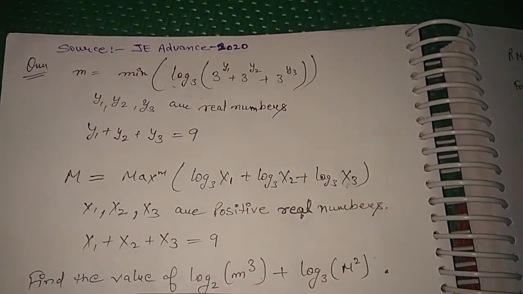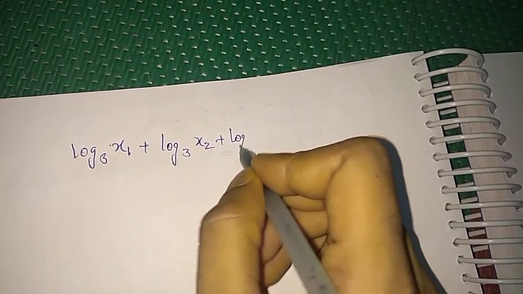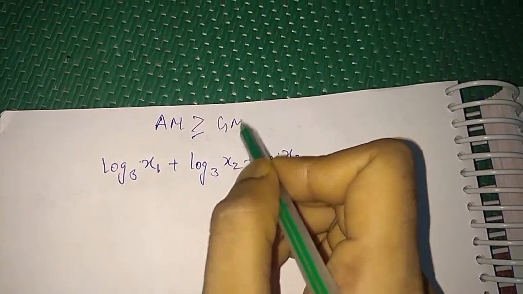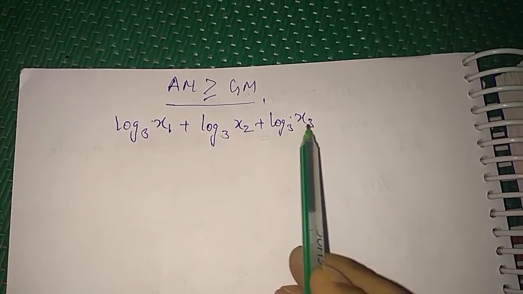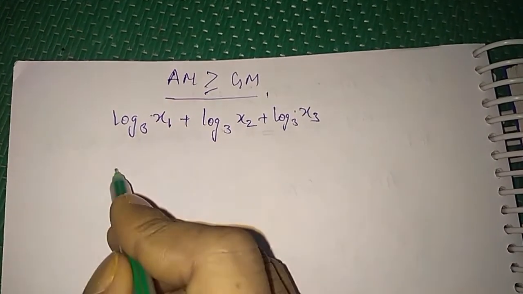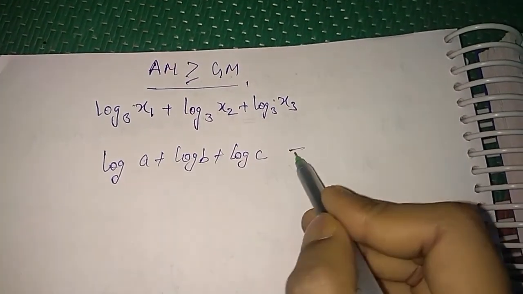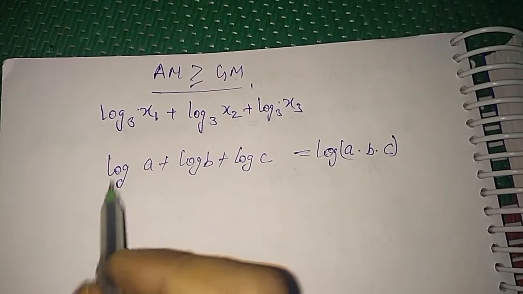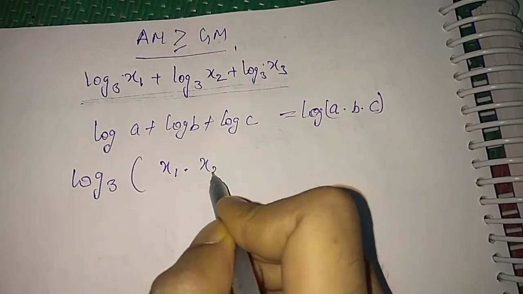So let's write this data. Log base 3 x1 plus log base 3 x2 plus log base 3 x3, and we will use the same condition, arithmetic mean greater than or equal to geometric mean. Now these 3 values, log x1 plus log x2 plus log x3, are in addition form. By the log property, log of a plus log of b plus log of c equals log of a into b into c. We can write this as log base 3 of x1 into x2 into x3.